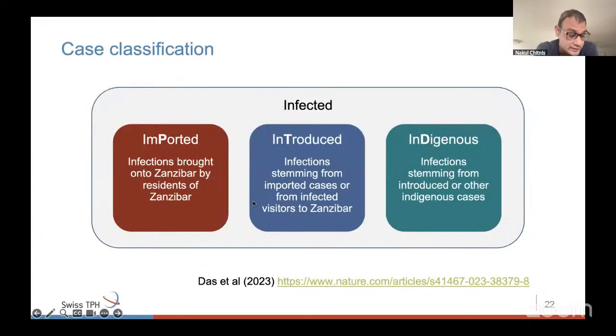We then divide the infected cases into imported infections. Here we're only considering infections brought onto Zanzibar by residents of Zanzibar, or introduced. So these are infections either from imported cases or infected visitors to Zanzibar. So we're not considering infected visitors as imported cases, but only their onward transmission to residents, and then the indigenous cases. This has been published now, so there is an article where you can see these equations in more detail.